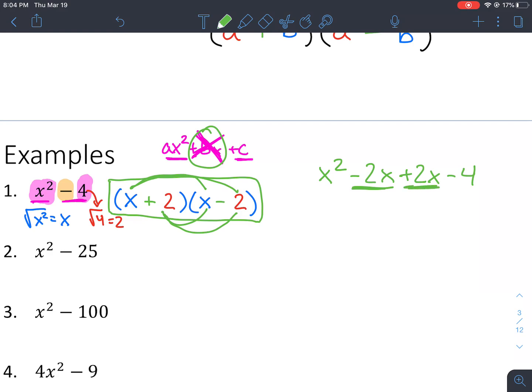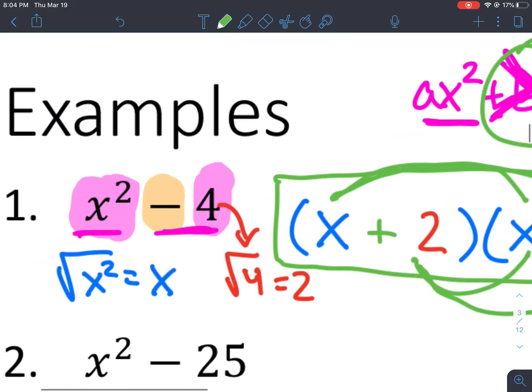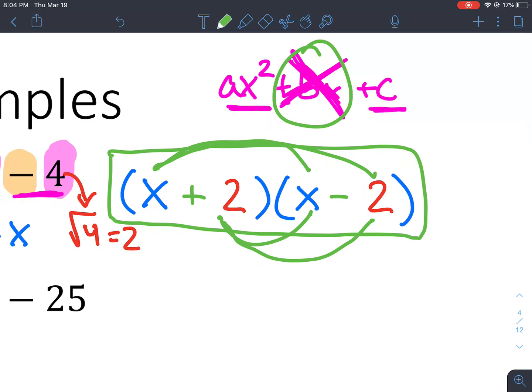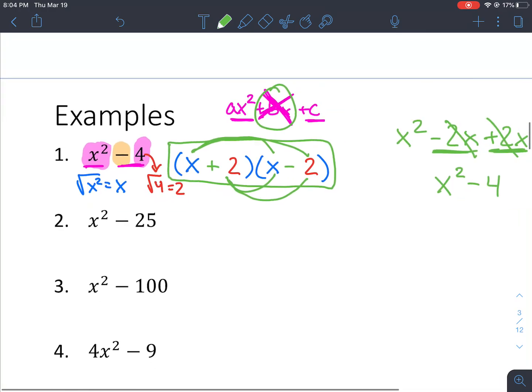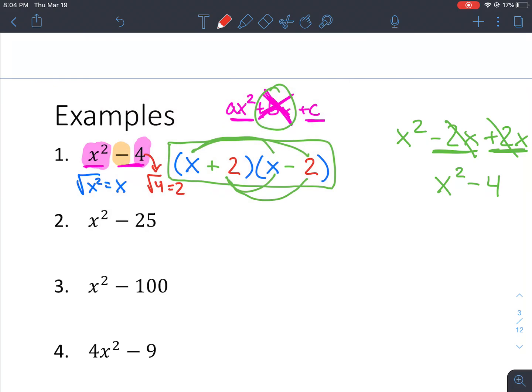Anyways, we see this minus 2x and this plus 2x in the middle of the problem. And so those would end up canceling out, and we get right back to our x squared minus 4. Now again, that's not my final answer. X squared minus 4 is what we started with. We were just doing this double distribution to show that we did the problem correctly. X plus 2, x minus 2. Okay? So let's take a look at another one here.